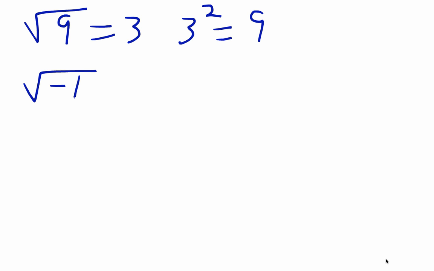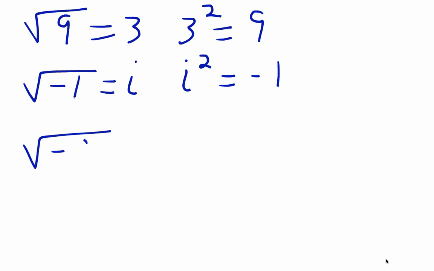So if we have the square root of negative 1, which we know is an imaginary number, just like above, then that would mean that i squared would equal negative 1, because i times i would be negative 1. So it's just like the same example as the square root of 9 and 3.